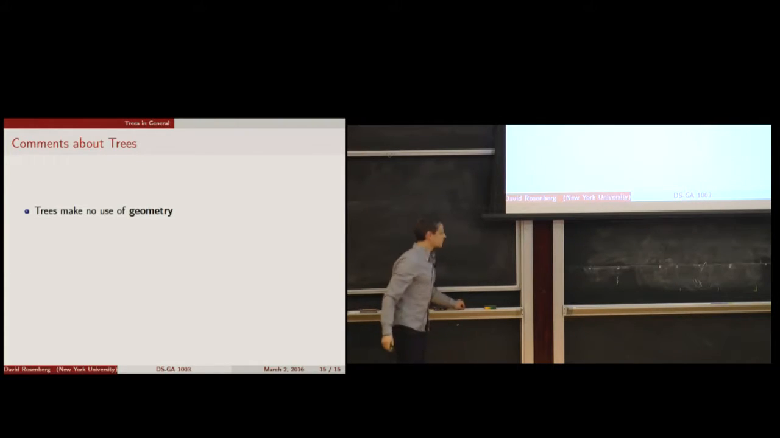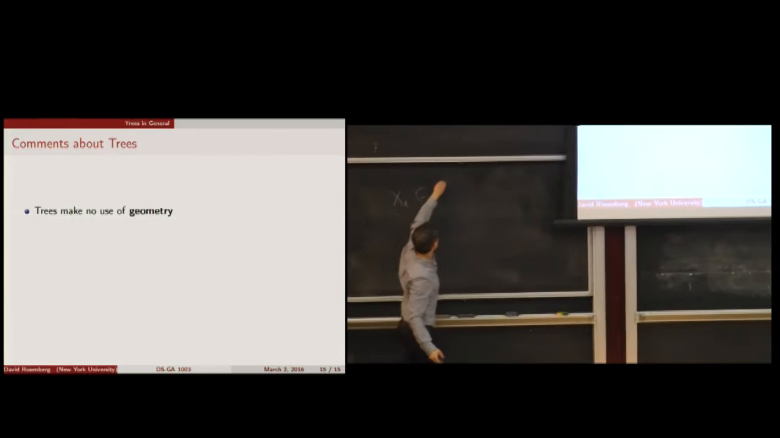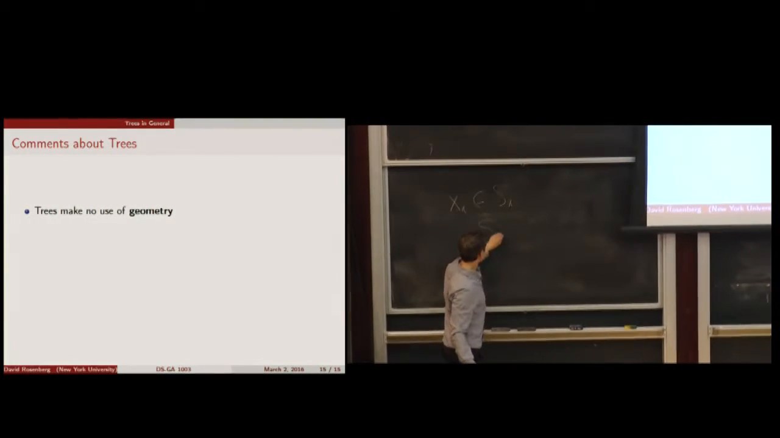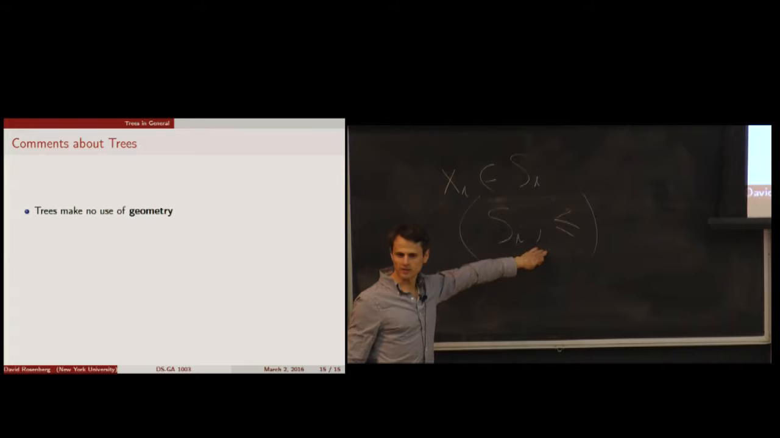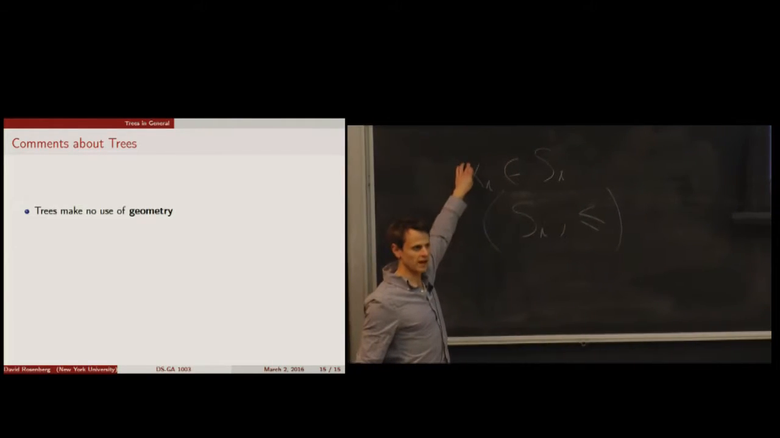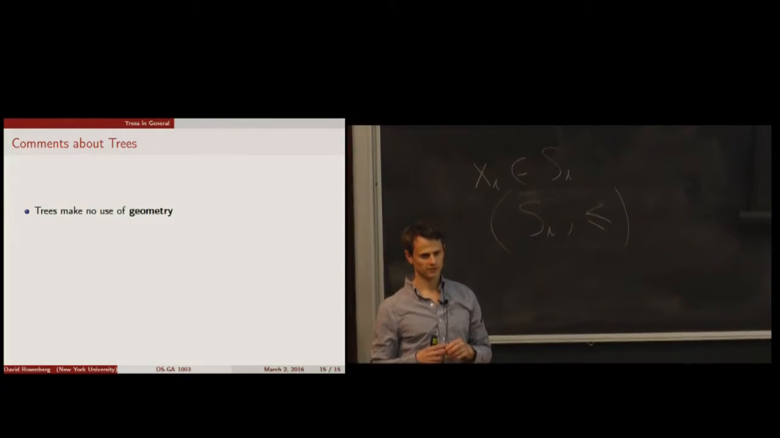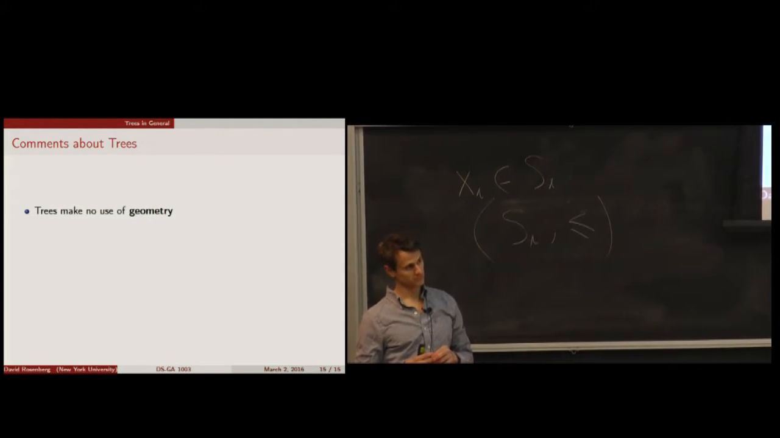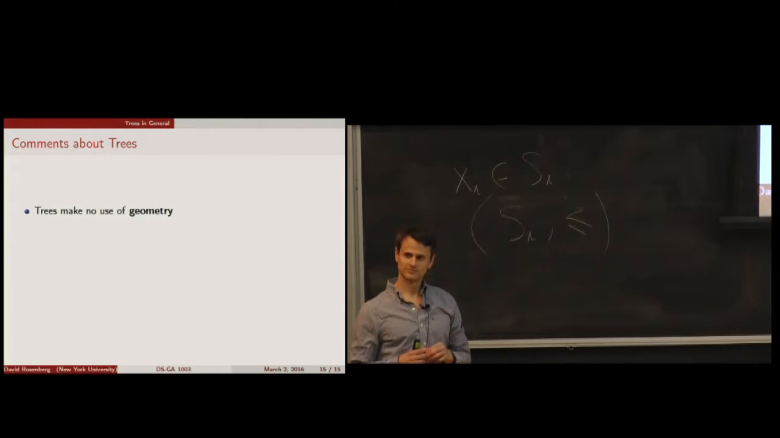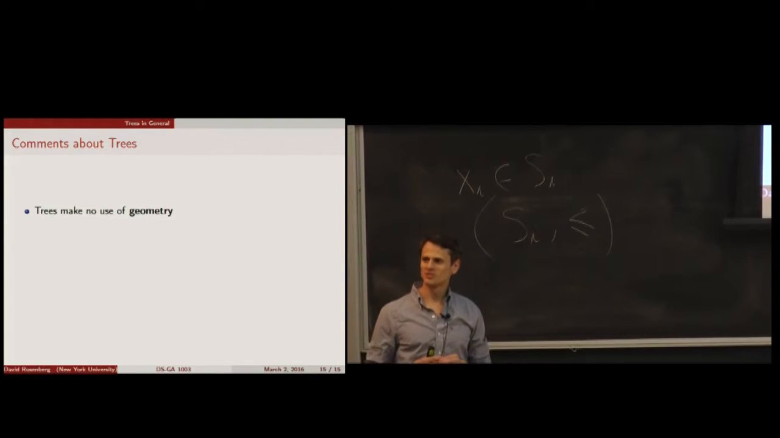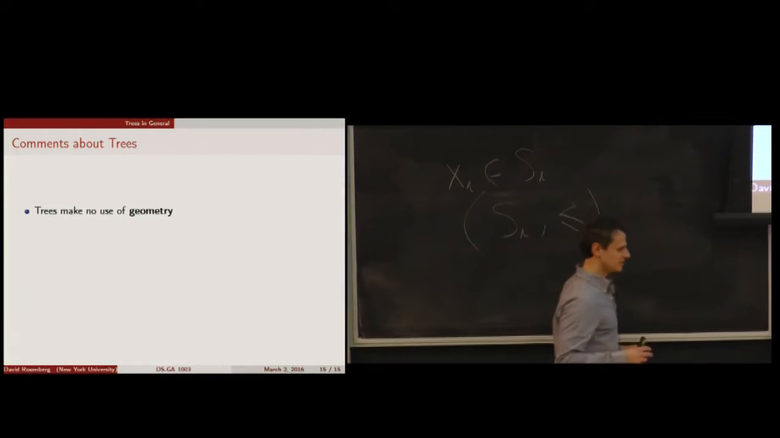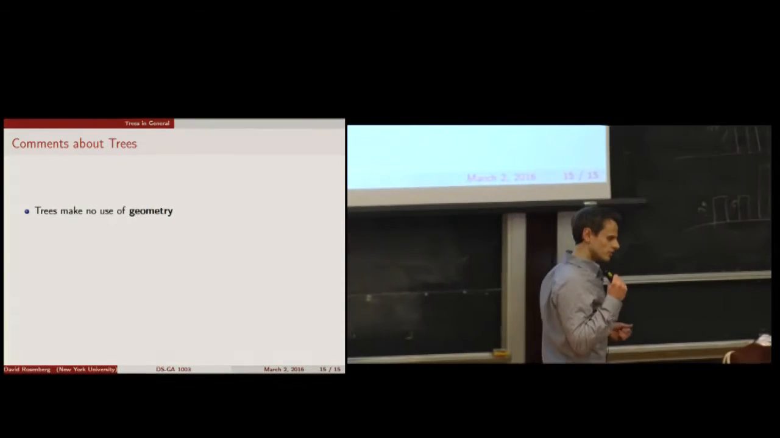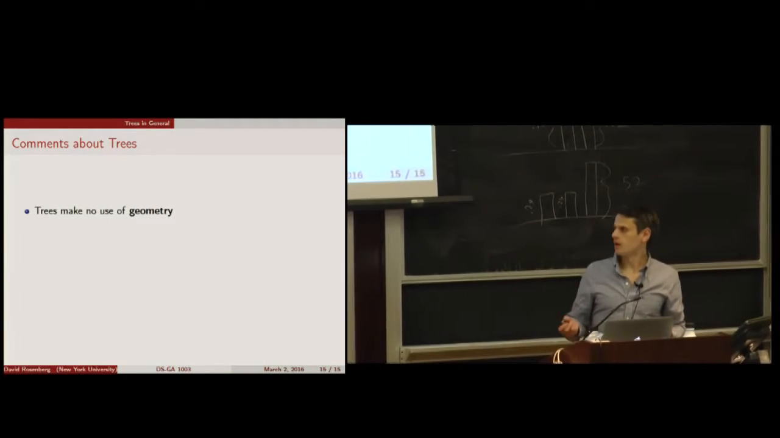So each feature has to be, let's say the ith feature, in a set S_i, where S_i has a relationship less than or equal to. Is there anything we would need for this space for the ith feature to have besides an inequality? Do we use a distance anywhere? No. That's what's so neat about trees, this is all you need. If you can put an order on it, you're set.